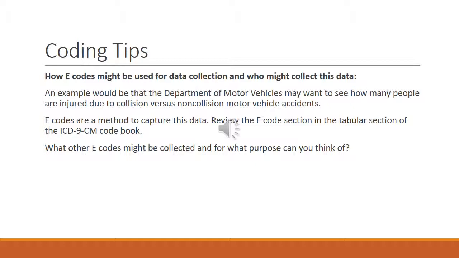And finally, how E-codes might be used for data collection and who might collect this data. An example would be that the Department of Motor Vehicles may want to see how many people are injured due to collision versus non-collision motor vehicle accidents. E-codes are a method to capture this data. Review the E-code section in the tabular section of the ICD-9-CM Codebook. Now, what other E-codes might be collected and for what purpose can you think of?